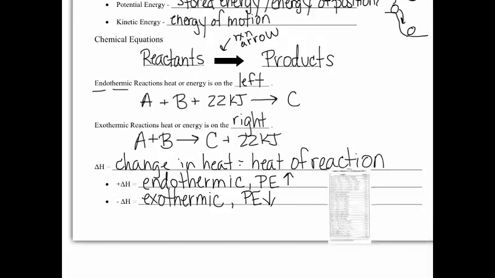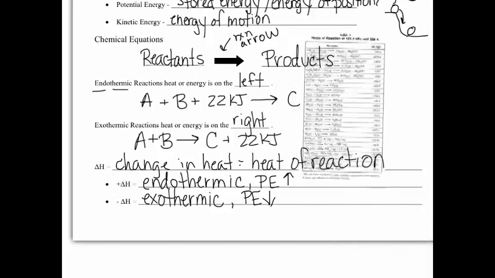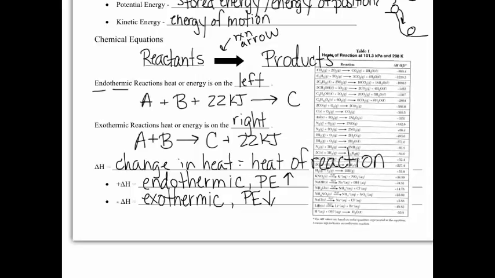We're going to talk more about this on the back side, but you have a table labeled Table I in your reference tables that lists the heat of reaction at 101.3 kilopascals. That's standard pressure. So on a normal day, the pressure is 101.3 kilopascals and 298 Kelvin. 298 Kelvin is about room temperature.